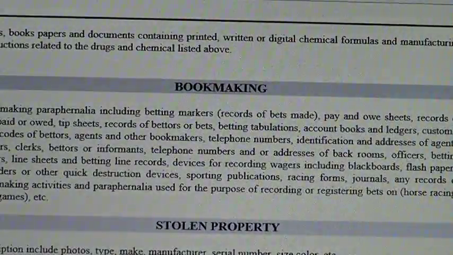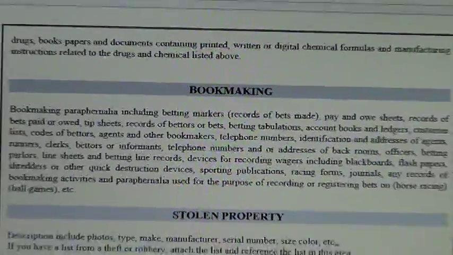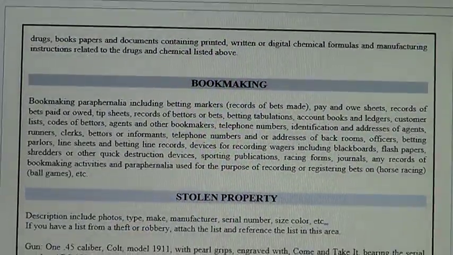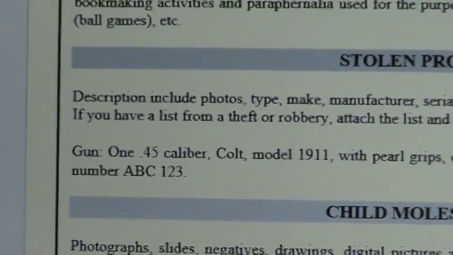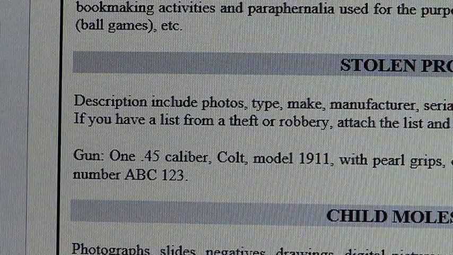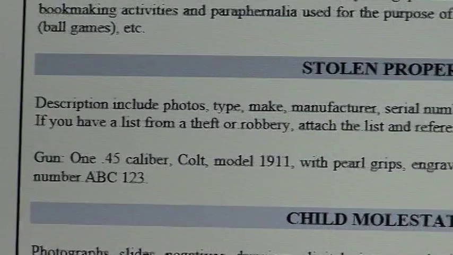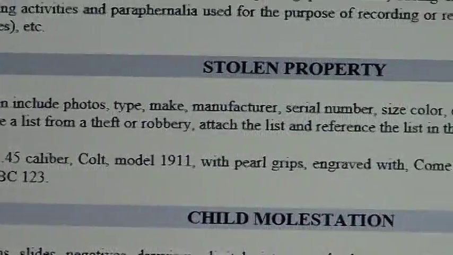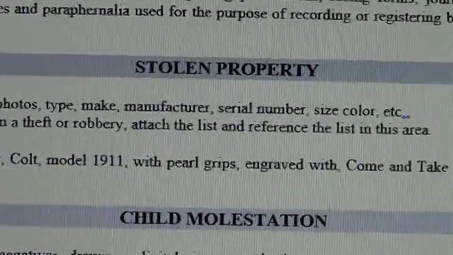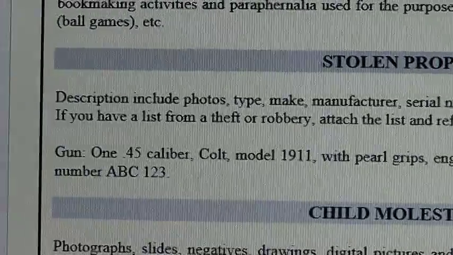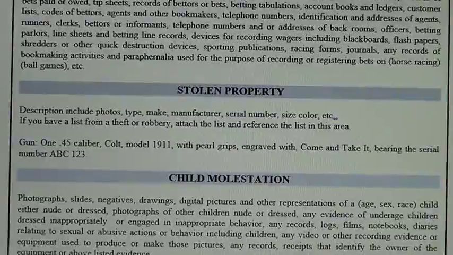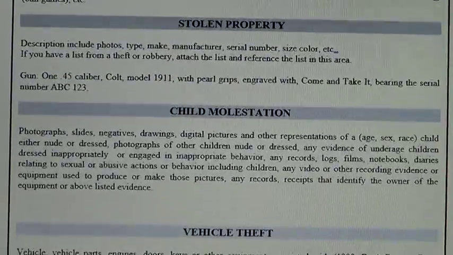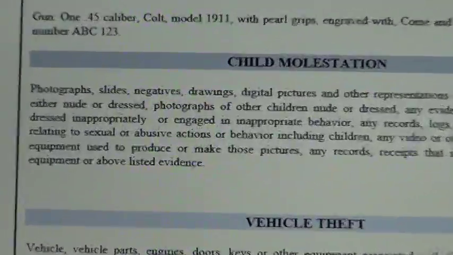If I'm doing a bookmaking warrant, for somebody placing bets, I'll put that in there. If I'm doing a stolen property warrant, I'll leave that in there. And then I've typed some description things in here. So if any of you guys copy this, it'll be easy for you to cut and paste. And you can read this and you'll be able to put in what you need to. I've got a description of a gun there that I want to see. So it's just a specific gun thing. If I'm doing a child molestation case, I've got things that I want to look for.